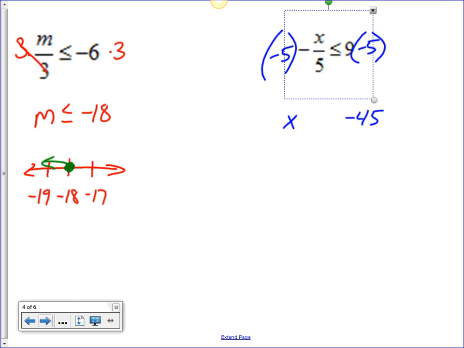Do I need to switch the inequality? And you should have said yes. So we switch the inequality. It becomes greater than or equal to a negative 45.